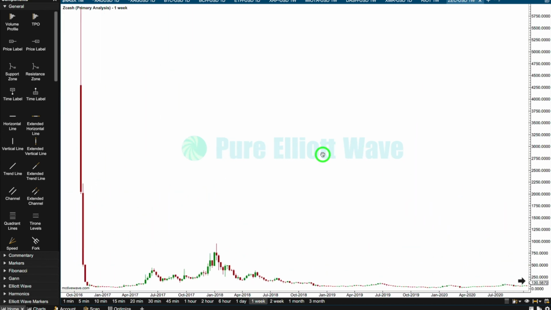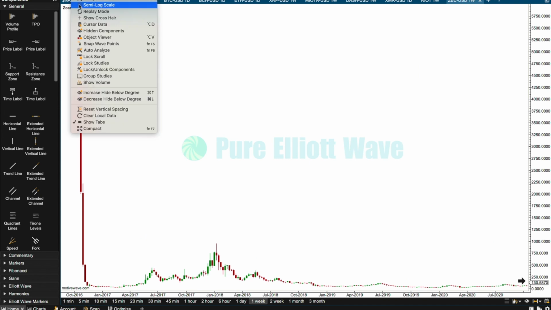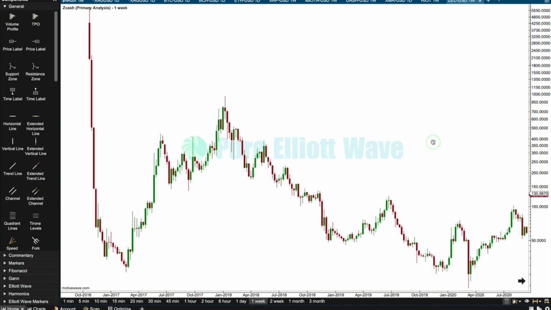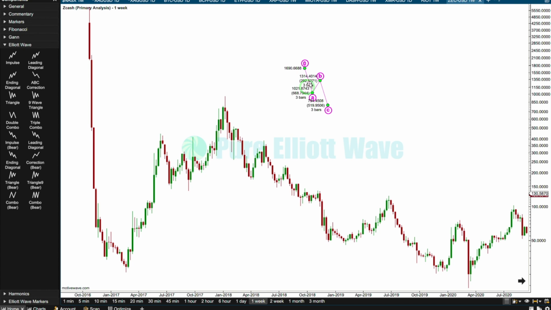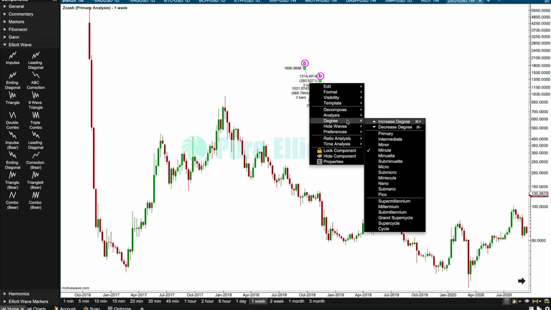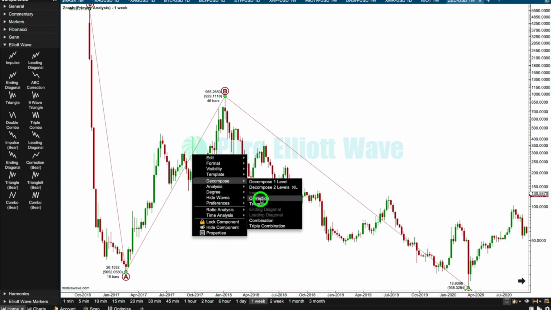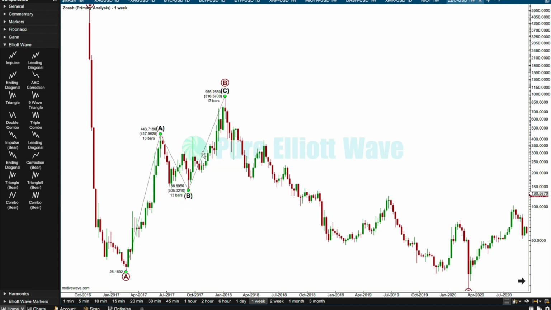First of all, I need to view this in semi-log, because this is just too hard otherwise. I think I can put a corrective structure in here down to this low in March 2020. So I'm going to have this as a huge, probably primary degree zigzag over there. And I think that looks pretty good. And then an impulse down here.